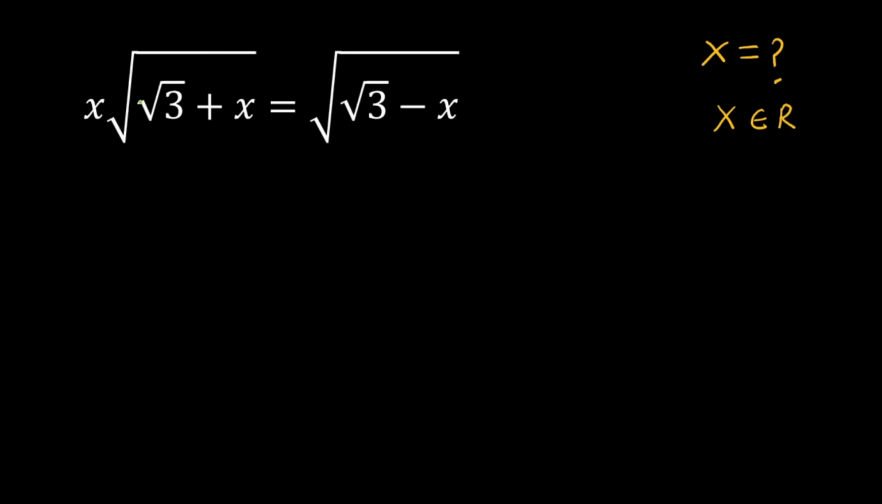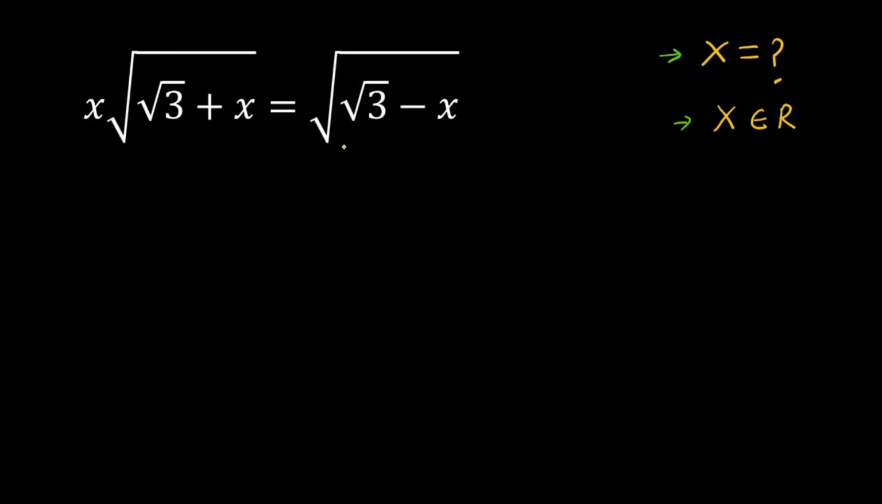Hello students, in this video we are going to solve x times square root of 3 plus x, which is equal to square root of 3 minus x, and here we will find the value of x, where x belongs to real numbers. Here first we will eliminate the square root on both sides.